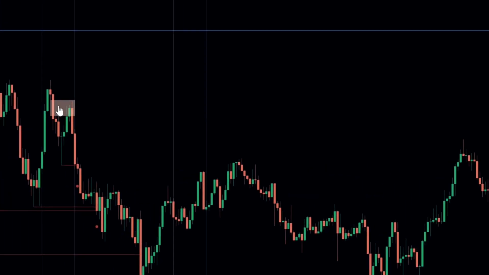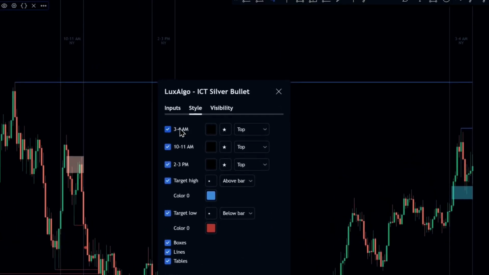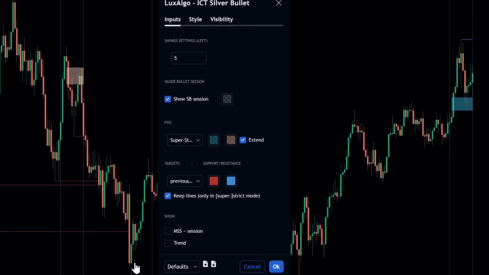In the indicator settings, you can disable the labels for the silver bullet times by unchecking the boxes. You'll also want to disable the target high and target low options. Next, head over to the Inputs tab. Here you'll find the swing settings, but we won't be using these since they're only relevant if you activate the trend option, which uses zigzag patterns to identify trends. We'll disable this, making the swing settings irrelevant because we'll use a different indicator to determine the trend.